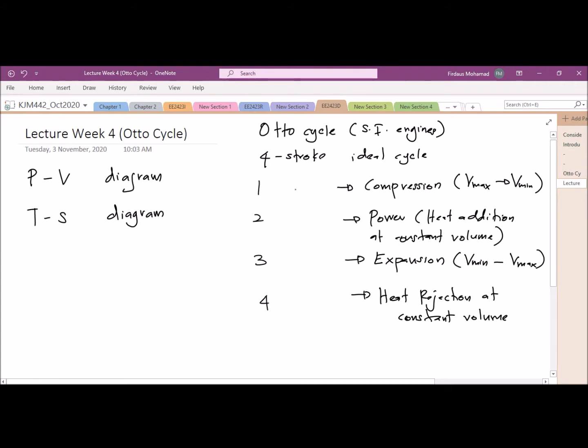If we want to define in terms of numbering, to ease your sketch of the PV diagram and TS diagram, this is stage 1 to 2, this one is 2 to 3, then this is 3 to 4, and then 4 to 1. For the ideal cycle, all processes are reversible, meaning that from the beginning it will return in a closed loop cycle.